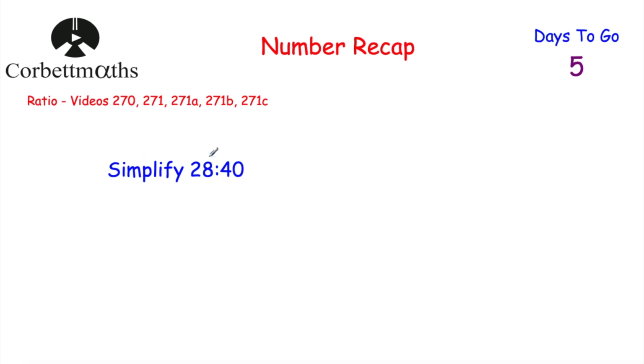So if you were given something like this ratio, you could just cancel it down. So both of these numbers are divisible by 4. So you divide both of these numbers by 4, you would get 7 to 10. So that would be this ratio simplified. So you just cancel it down, a bit like cancelling down fractions.